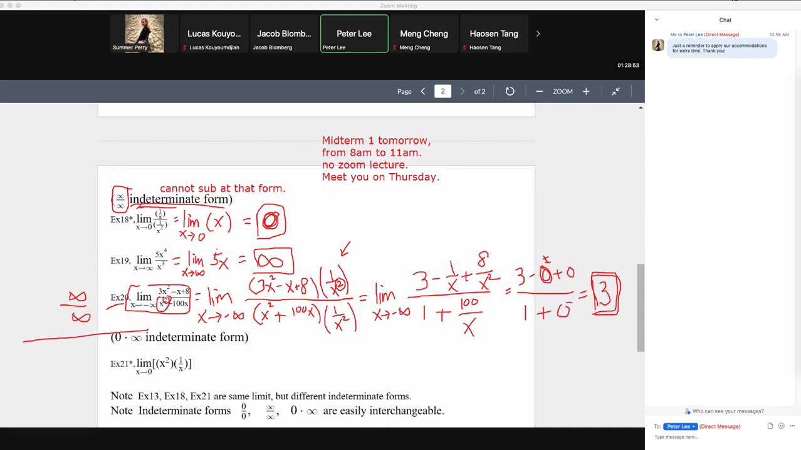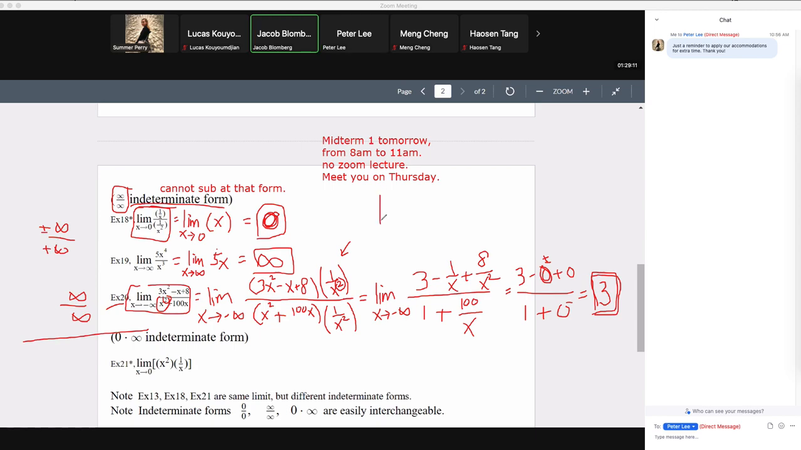So if you look at example 18, this guy is infinity over infinity too. In fact, this guy is plus infinity, and the top is going to be plus or minus infinity. So we don't know exactly what this could be. But it turns out the answer is actually 0.